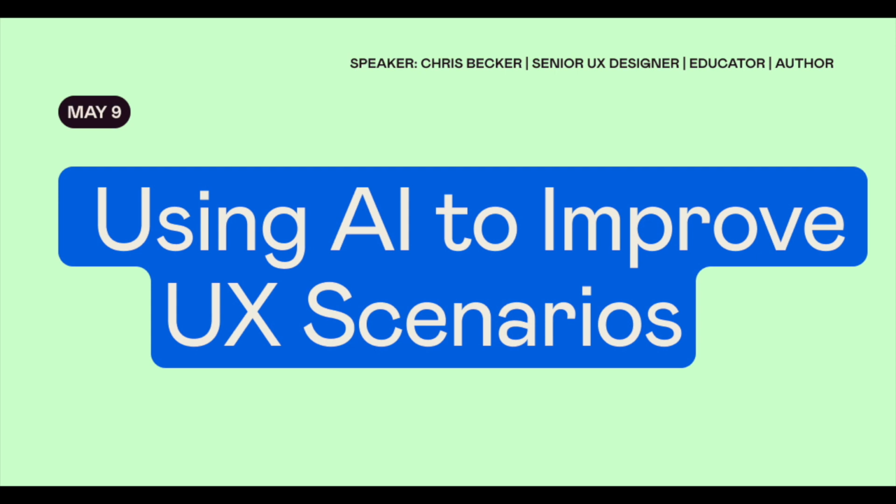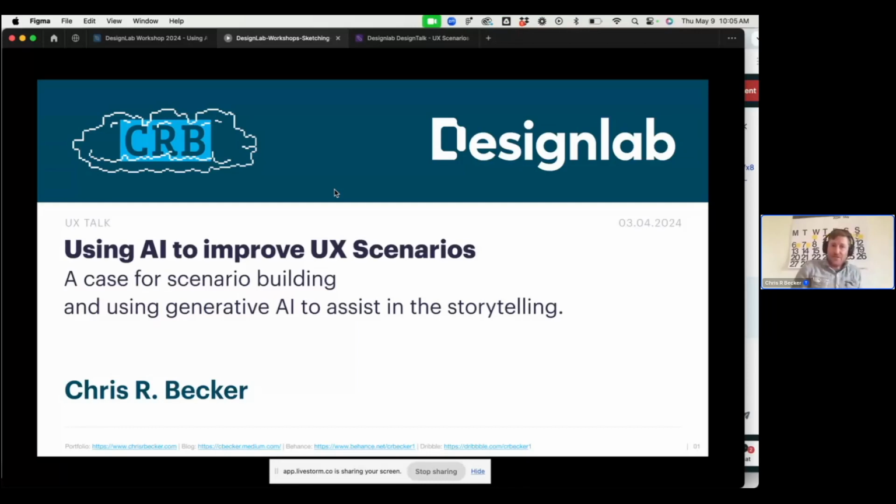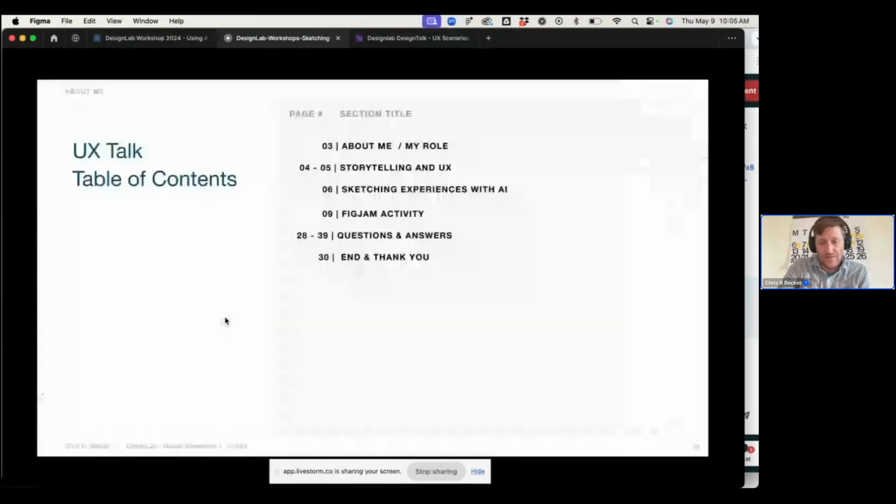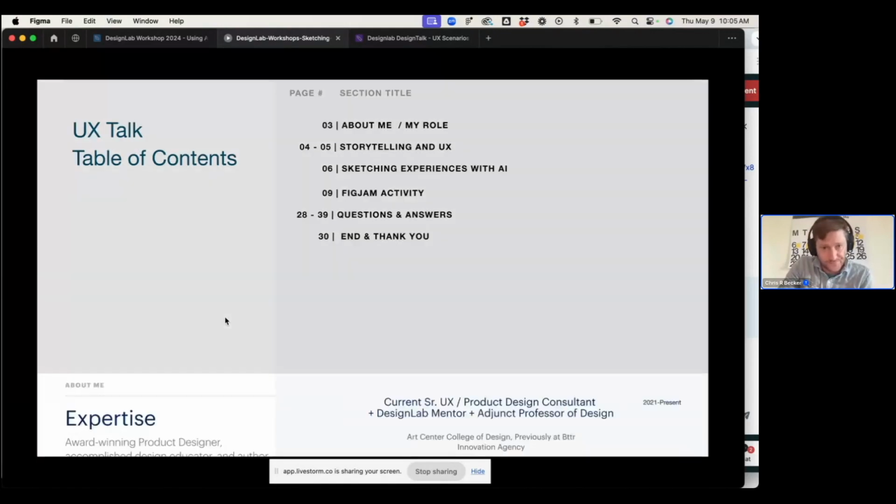But today we're going to talk about using AI to improve UX scenarios, in a case for building and using generative AI, and we'll get going into it. I'll talk a little bit about myself. We'll talk about storytelling and UX. We'll practice sketching a little bit using AI, and then we'll get into a FigJam activity. And then at the end, there'll be some questions in Q&A.